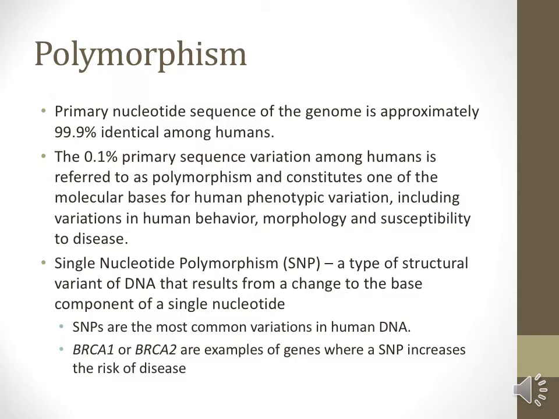So the primary nucleotide sequence of the genome is about 99.9% identical among all humans. So this 0.1% variation between humans is what constitutes the molecular basis for most human phenotypic variation.